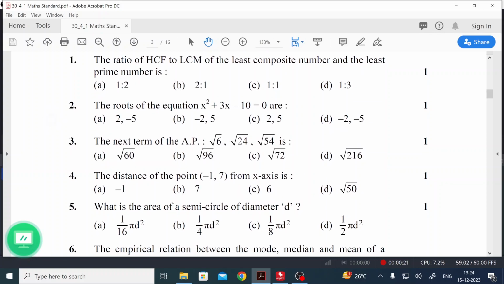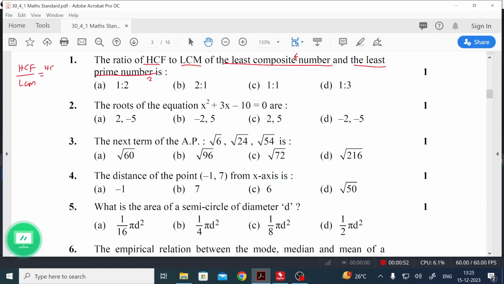Listen. The ratio of HCF to LCM. That means they are asking the HCF ratio, in the sense we have to divide. This is what they are asking. Understand? Least composite number. What is the least composite number? 4. So the least composite number is 4 and the least prime number is what? 2. Okay. For this we have to take HCF and LCM.